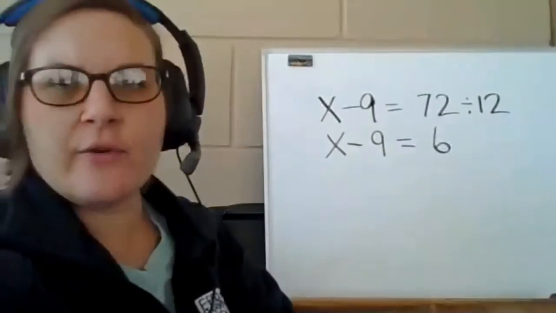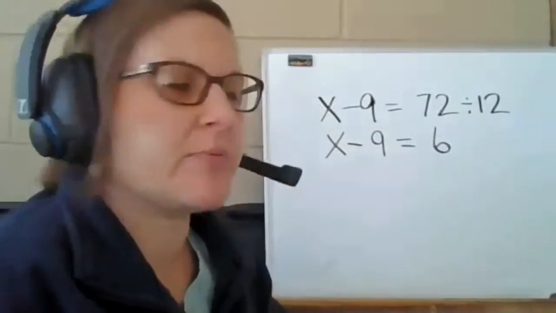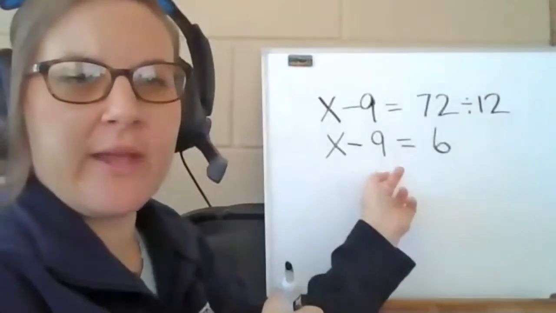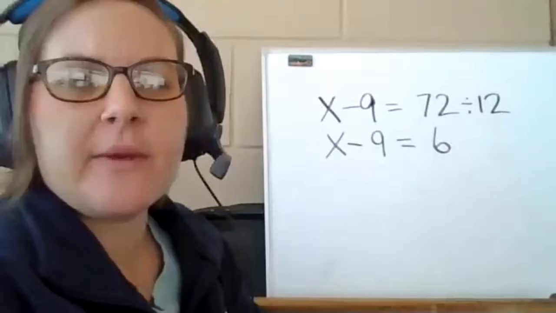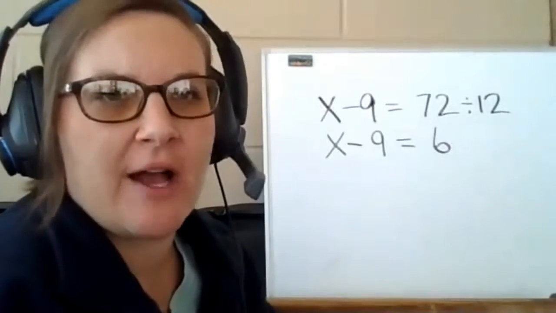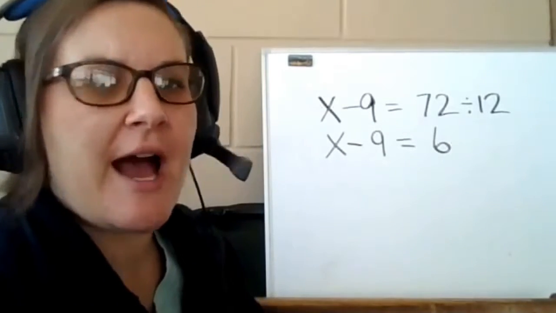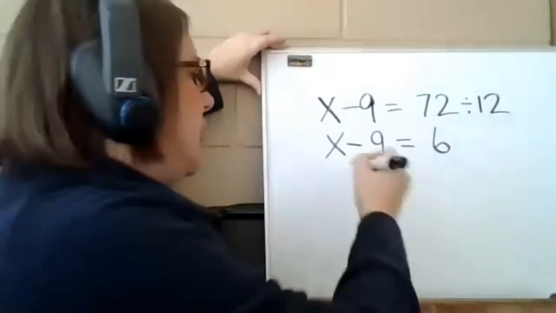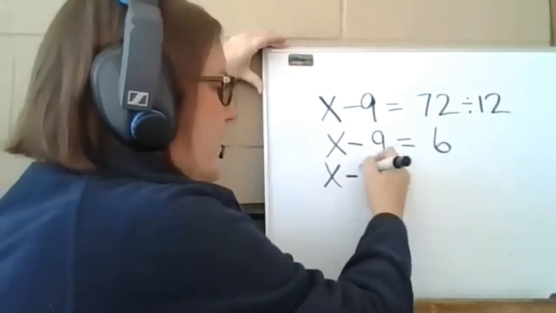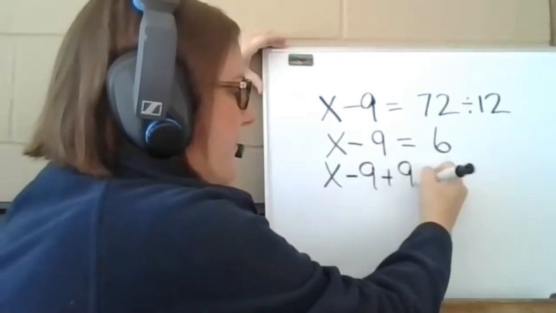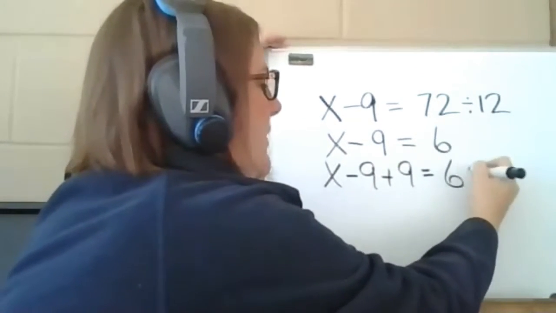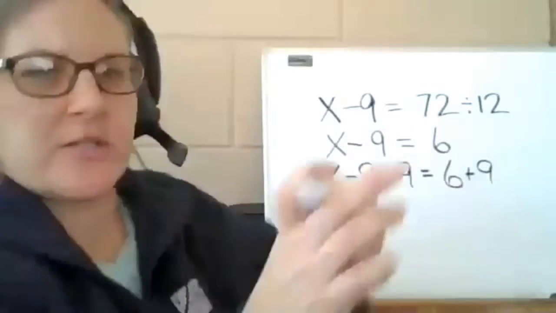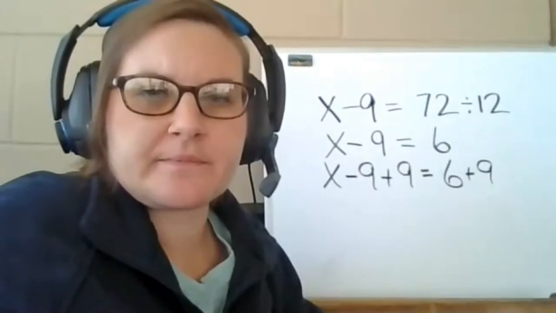Okay. So now remember, the next part of an equation problem is we have to get rid of this 9 because we want the x all by itself. So we're going to do the opposite of what's right here. Okay, so we're going to do x minus 9 plus 9 equals 6 plus 9. So remember this from yesterday?